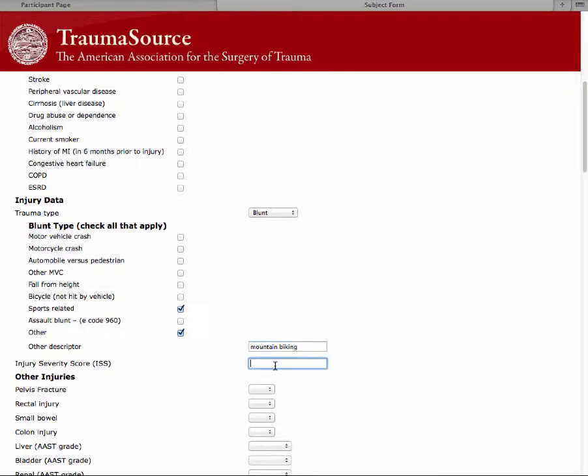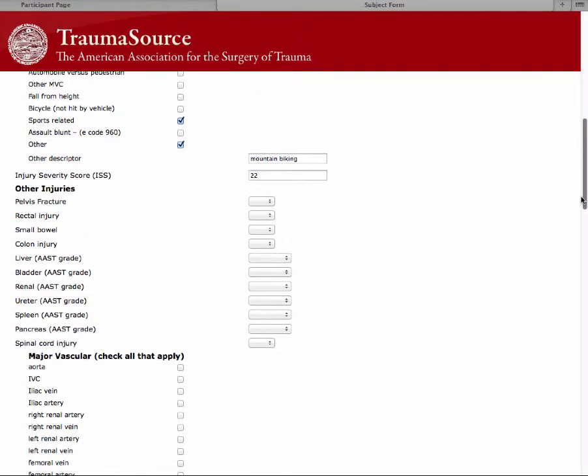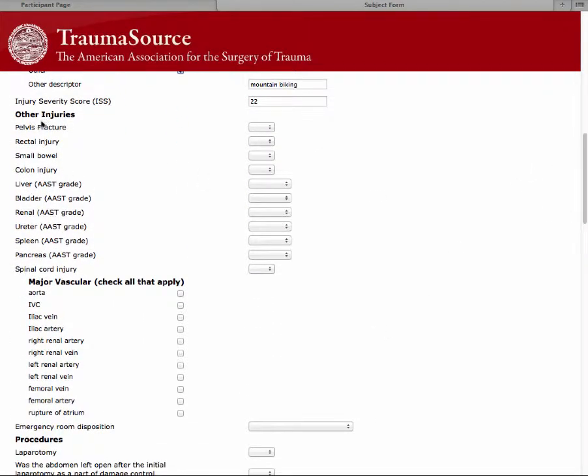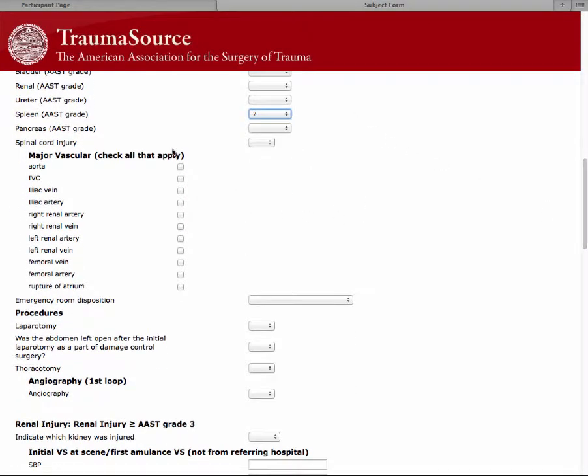The injury severity score, we'll say 22. This also should be gotten from the trauma registry. And then the other injuries. We'll say that this patient also had a spleen injury on the left side and a grade 2 mild injury. But you can fill in all of these according to the concomitant injuries. Again, these are readily abstractable from the trauma registry. Did not have any vascular injury. However, we could certainly check off the injuries that occurred.